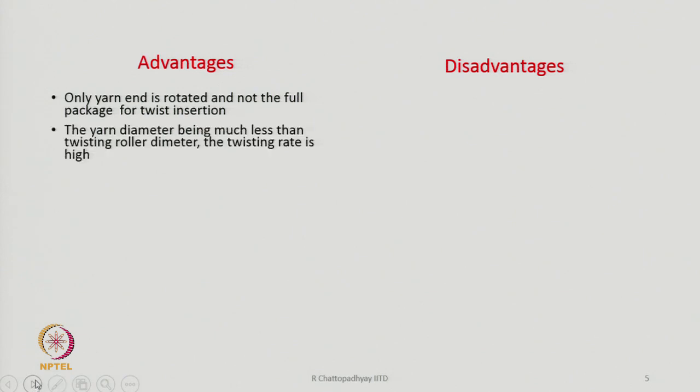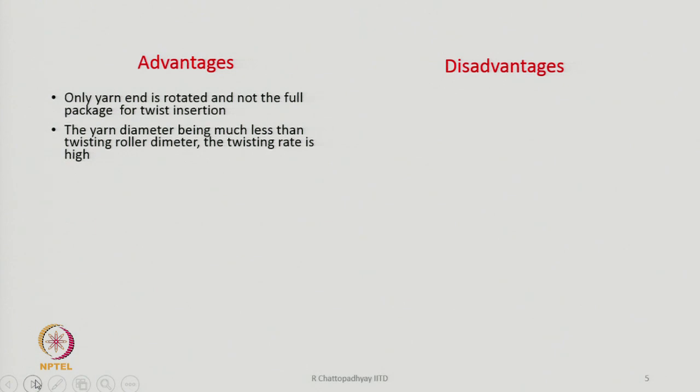Now, because of this principle, what are the advantages we get? Only the yarn end is rotated and not the full package for twist insertion. That is the first point. That is, if I want to insert twist, we are only rotating the yarn end, not the package that we rotate in the case of ring spinning to insert twist.